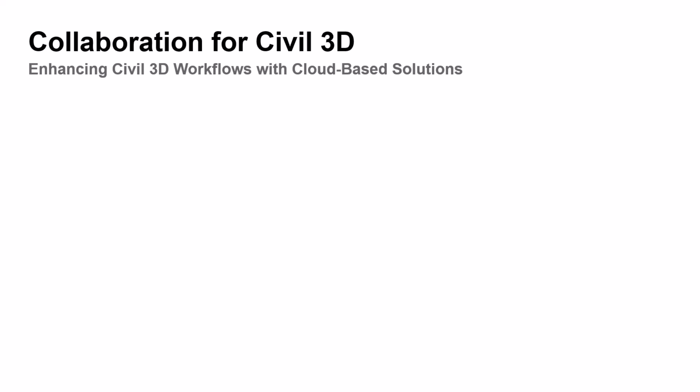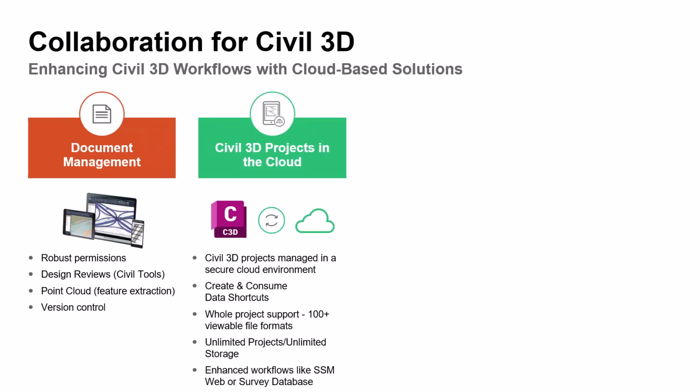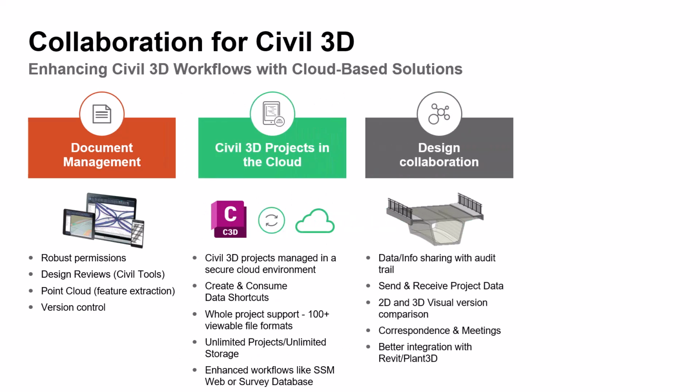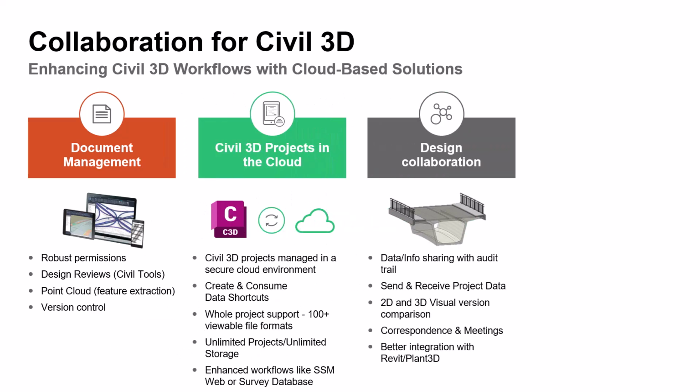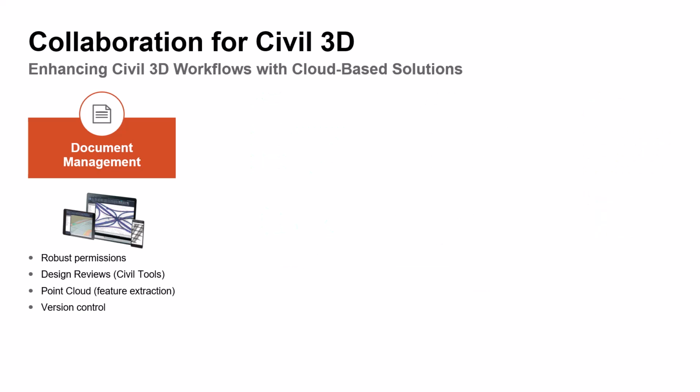Collaboration for Civil 3D is based on four main areas. The first one is document management, meaning Autodesk Docs. The second one is Civil 3D project in the cloud. We are looking at how the Civil 3D project and objects of Civil 3D are managed in the cloud. The third one is design collaboration: interoperability between different companies or different disciplines. Last but not least is model coordination, which gives us the opportunity to perform clash detection in the cloud.